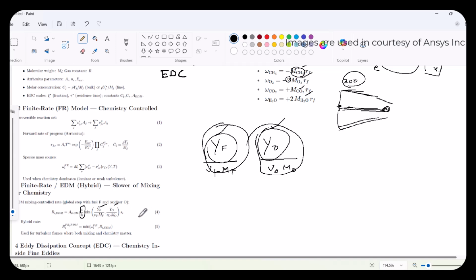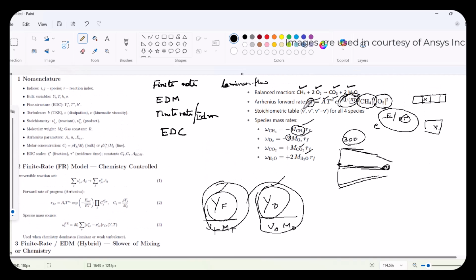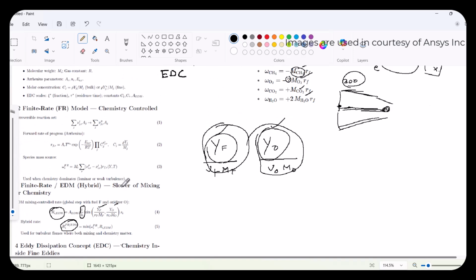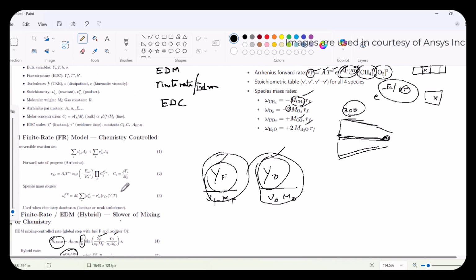Now, if you go for the finite rate plus eddy dissipation model, till now I have only discussed the eddy dissipation model. If it is the finite rate/eddy dissipation model, it will calculate this value, and it will also check this value, the eddy dissipation model reaction rate. Among these two, whichever is lower in value would be considered for the reaction rate, and the remaining things would remain the same. So CH4 and O2 will be consumed, and CO2 and H2O will be produced in the single cell, right?